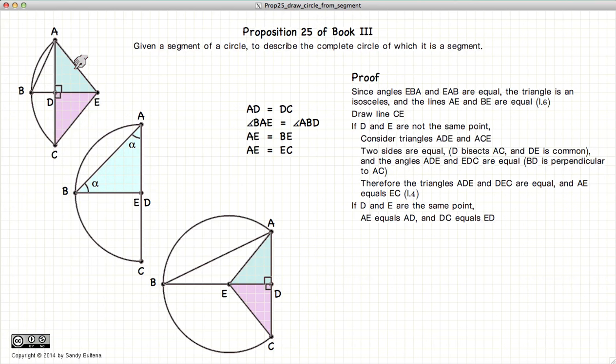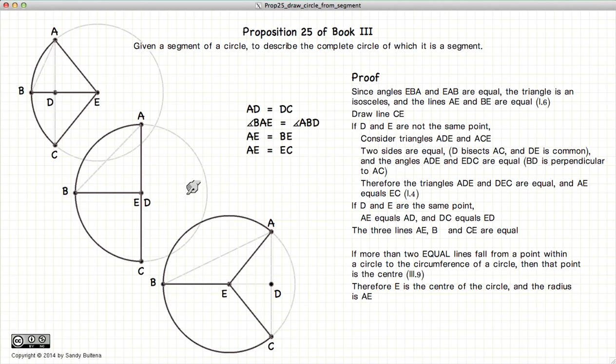So in all three cases, we have three lines, starting at the point A, that intersect the circumference of our circle segment, where these three lines are equal. AE is equal to BE, which is equal to CE. So if we have more than two equal lines, in this case we have three, from a point that reaches the circumference of the circle, then that point is the center of the circle. And that's based on Proposition 9 of Book 3. Therefore, E is the center of the circle, and any one of these lines is equal to the radius.